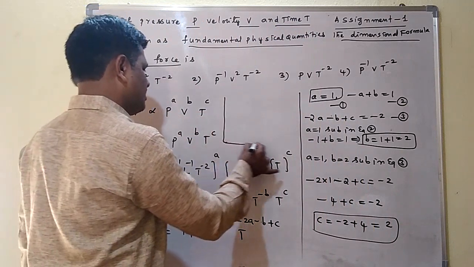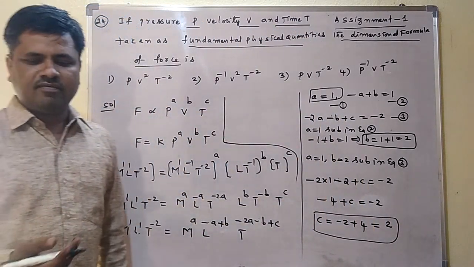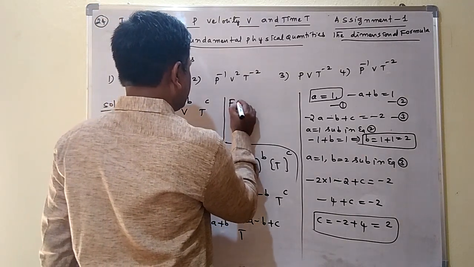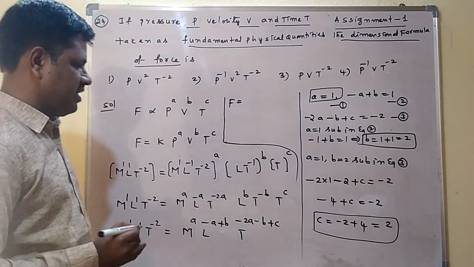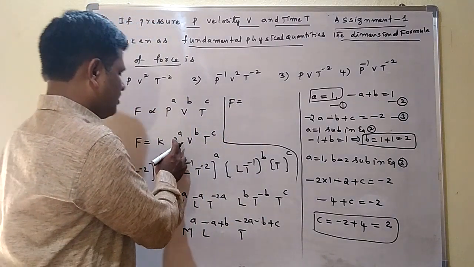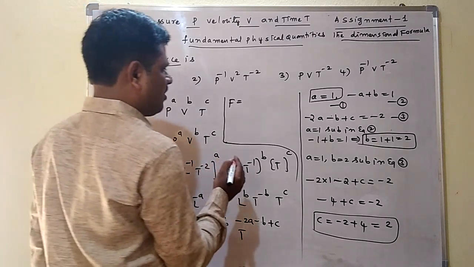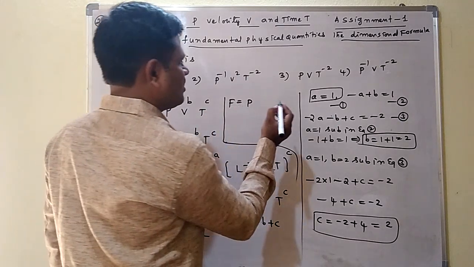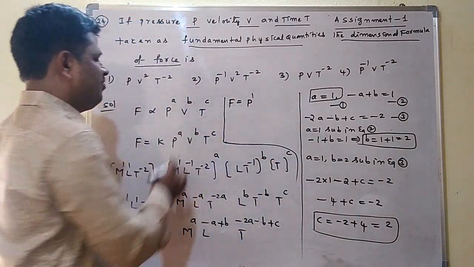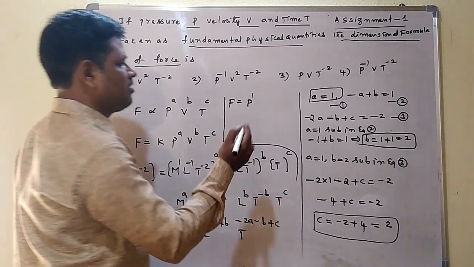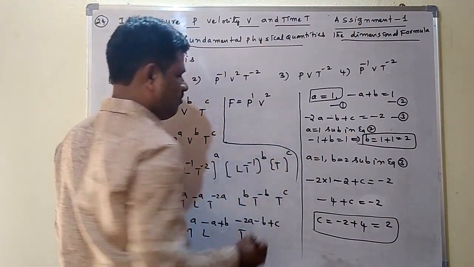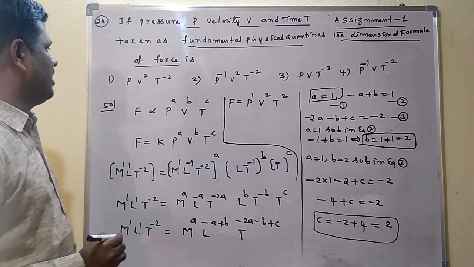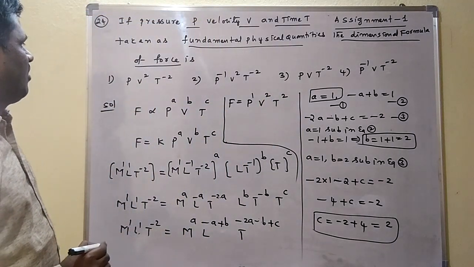Here k is a proportionality constant, k is considered as 1. Here the constant is a. So from this we have to write f, expressing the dimensions. This is p power of a, a value is equal to 1. v power of b, b value is equal to 2, v square. t power of c, c value is equal to 2. So p power of 1, v square, t power of 2 we are getting here.